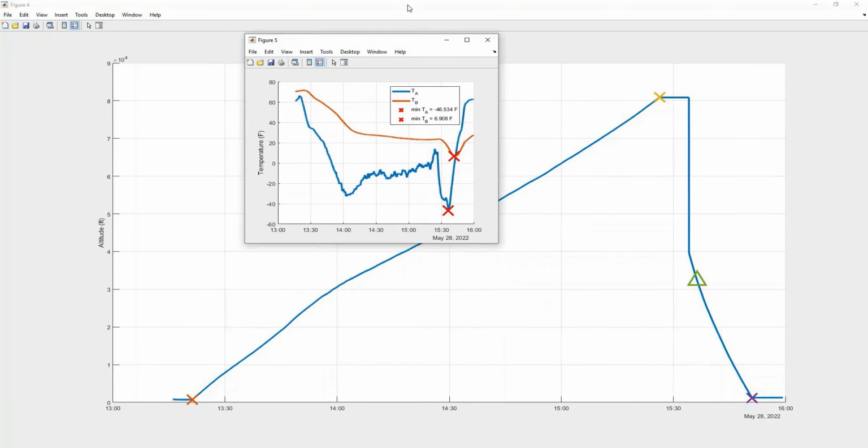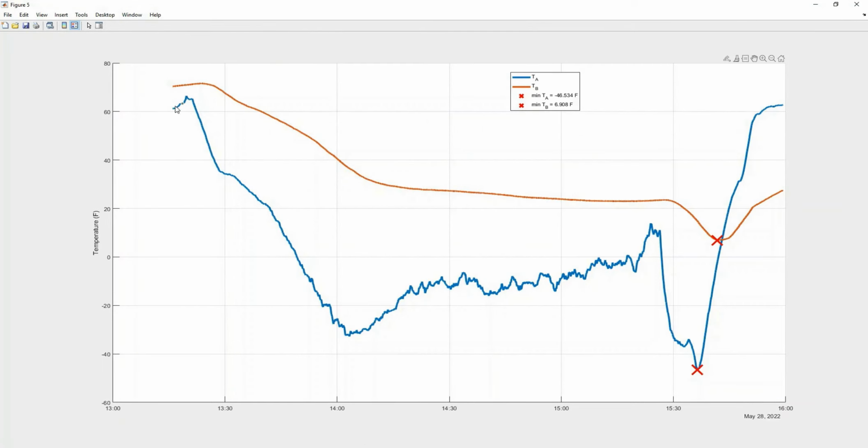Now here's the temperature profile. And again, the blue is the outside temperature sensor, the red is the interior temperature sensor. And as you can see, as we're ascending, the temperature is dropping pretty drastically. It stabilized, it actually even got a little bit warmer. Now, you can see there's a drastic change in the temperature profile right here.